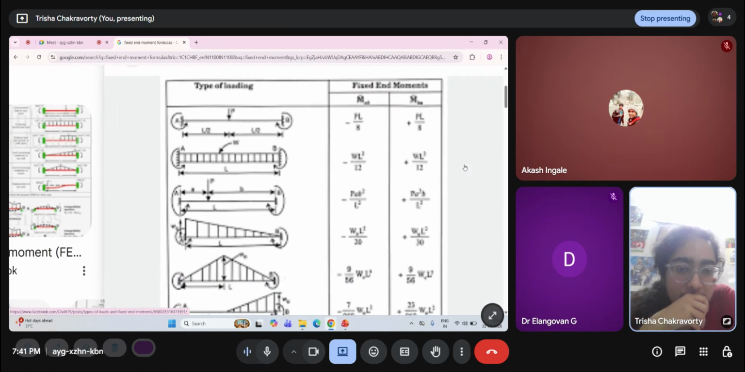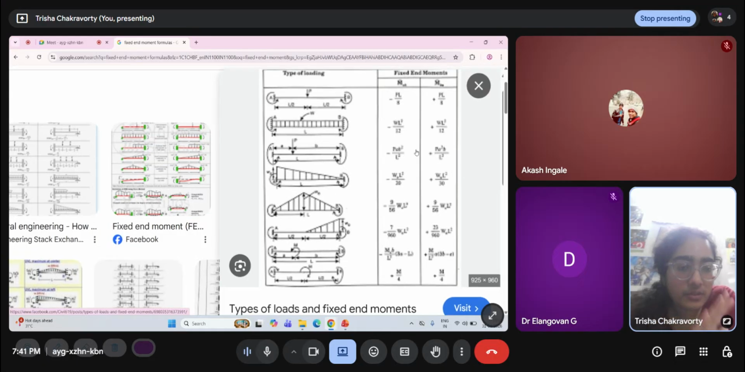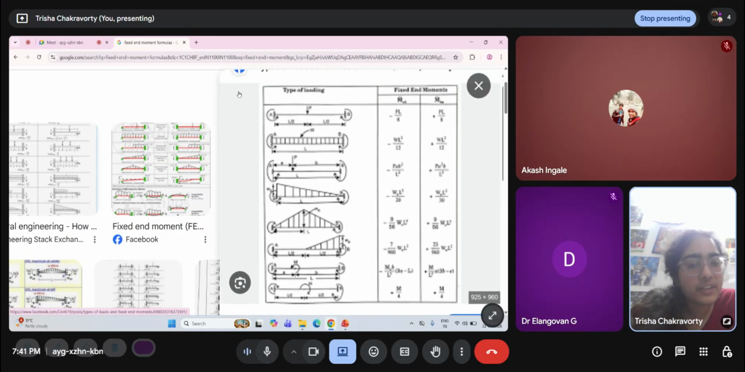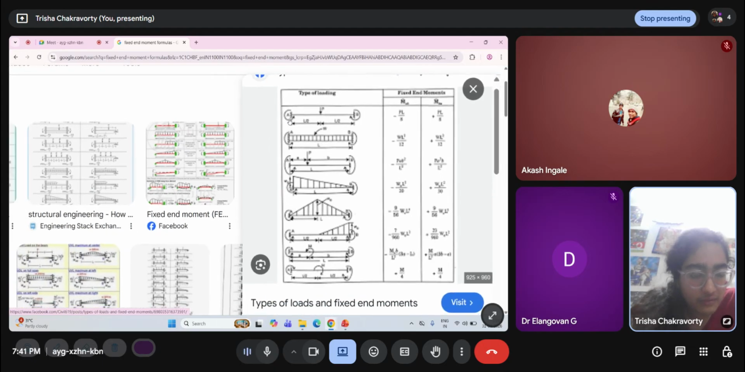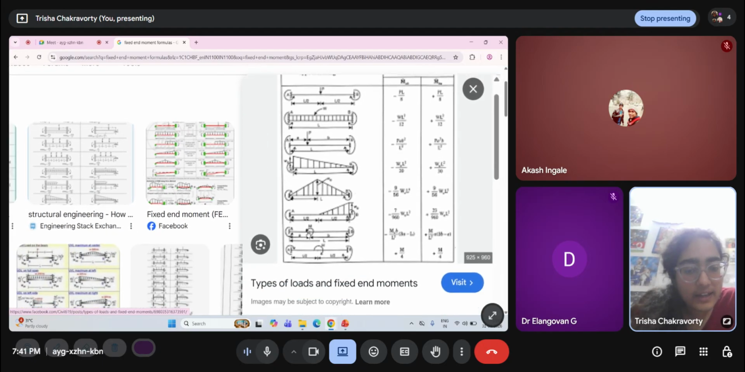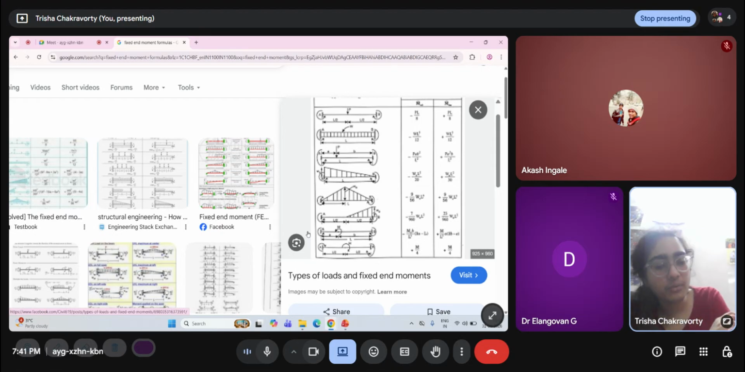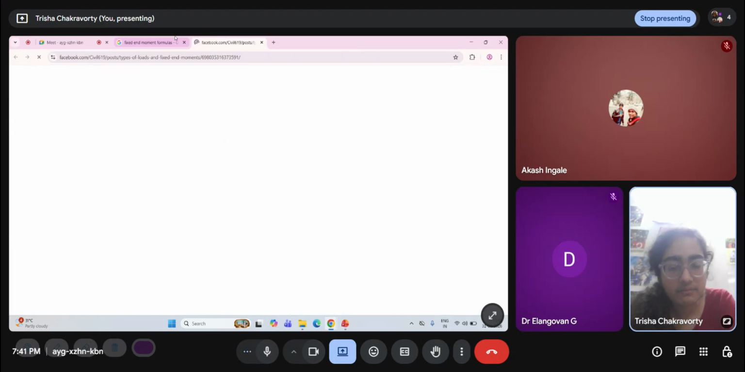This is a table, and you have to know this, because a fixed beam is not easy to solve. You cannot just decide that you will derive the fixed end moment formula in your question. You probably won't have that much time.